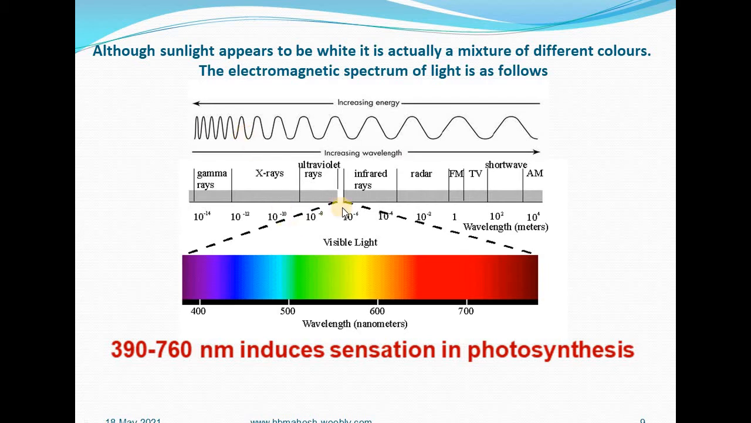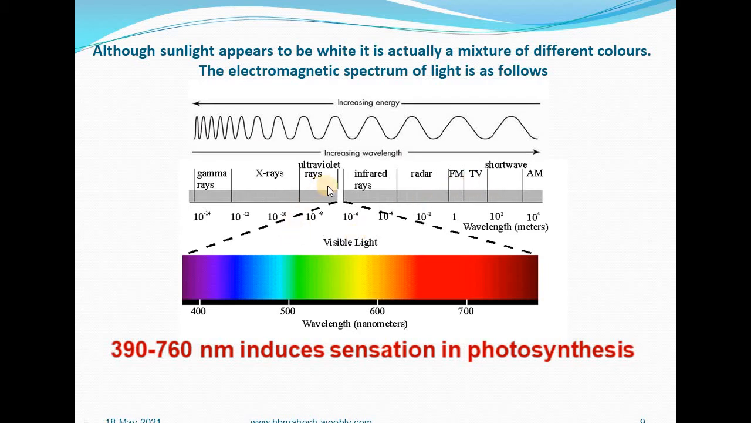Here also we can observe the UV rays have more energy than the visible light. X-rays can penetrate into the tissues. Gamma rays are stronger than the X-rays. From this side, towards the right side, infrared rays have less energy than the visible light. Radar has even less energy than the infrared, then FM, TV and so on.